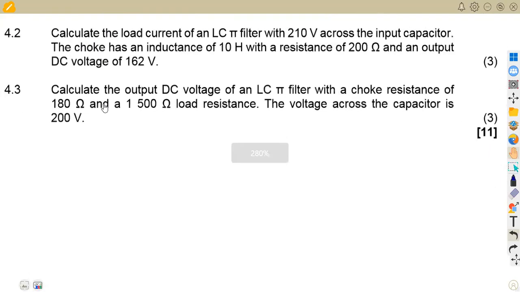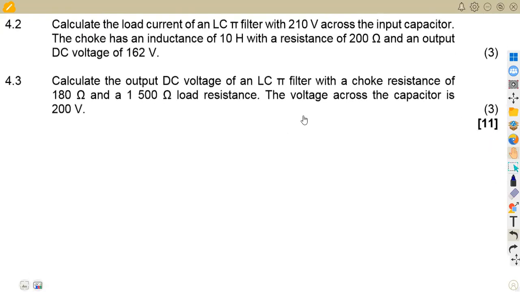All right, 4.2, we are given: calculate the load current of an LC pi filter with 210 volts across the input capacitor. The choke is an inductor with a resistance of and output DC voltage of this. All right, so this is what we are given. Remember, we are dealing with an LC pi filter. I shall also show you the diagram later on, but just for a sketch purpose, we are supposed to be having something of this nature.